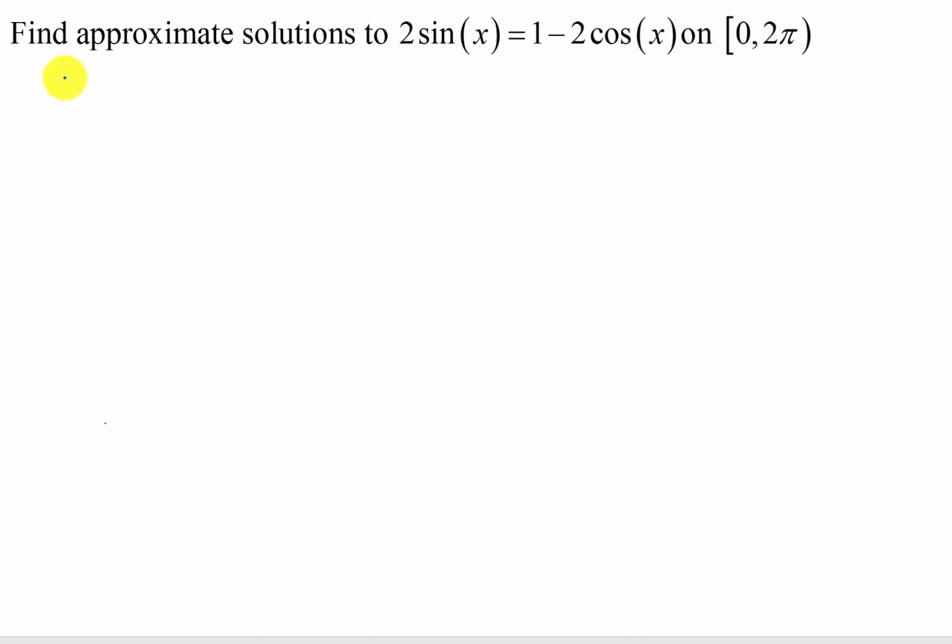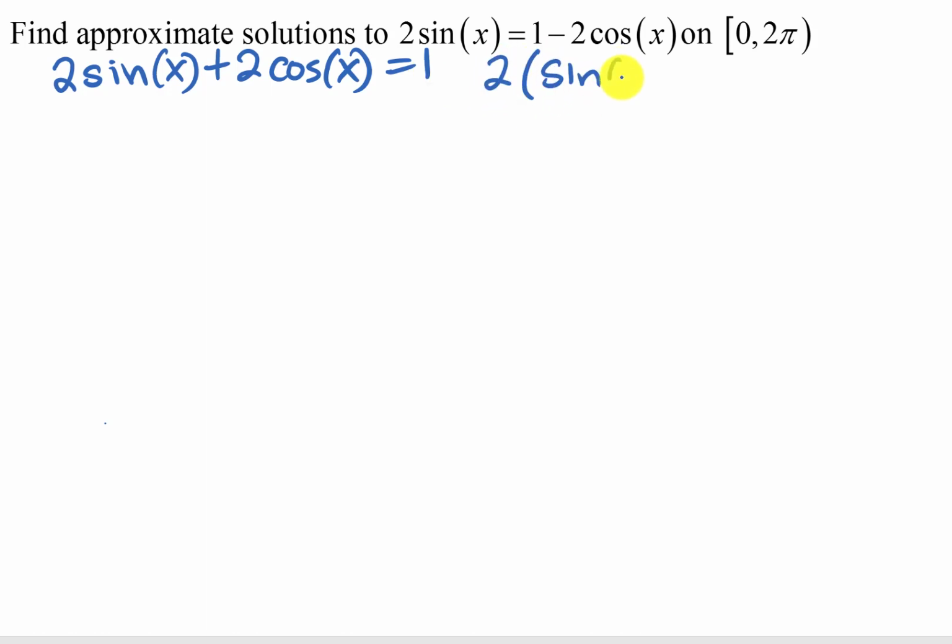So what I'm actually going to do is move those two trig functions to the same side. So I have 2 sine x plus 2 cosine x, and that will equal 1. And then I'm going to factor the 2 out because I think this will make it a little easier to work with. So if I factor a 2 out, I will have sine x plus cosine x equals 1. And in fact, I'm going to divide both sides by 2 to get rid of that 2. Now I have sine x plus cosine x equal a half.